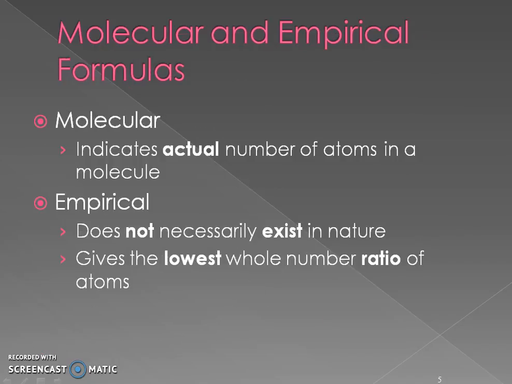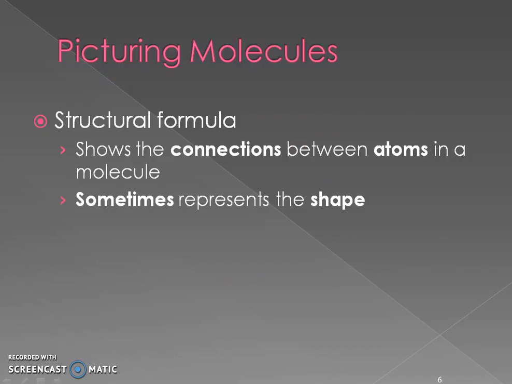Molecular and empirical formula, just know that the molecular formula is the actual formula of how many atoms are in each of those molecules and it actually exists. Where an empirical formula does not exist, it just gives you the lowest whole number ratio of those atoms, and it's a way of calculating the molecular formula later on.